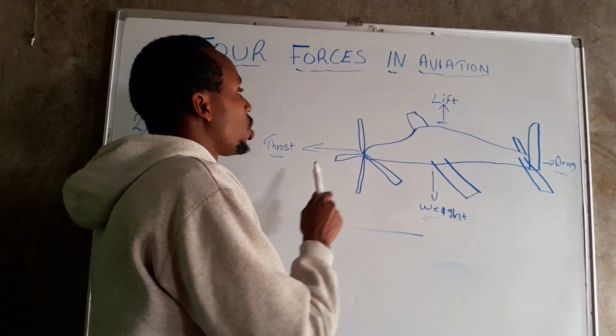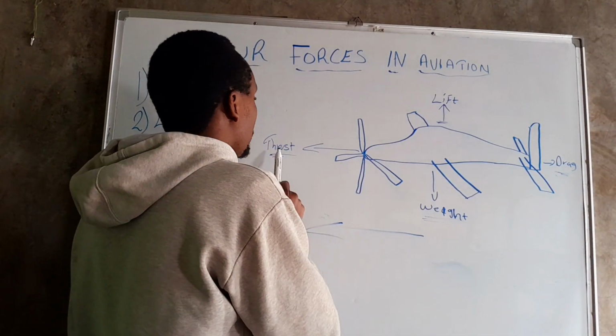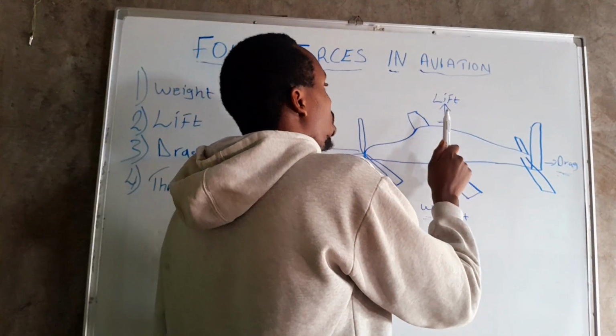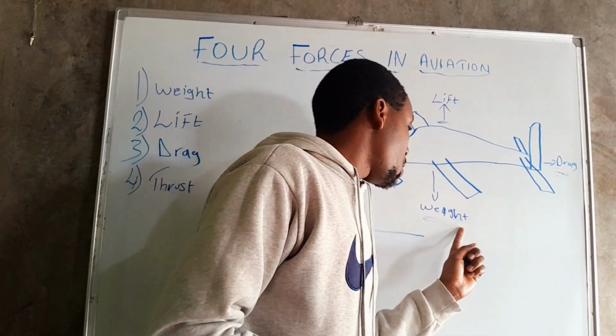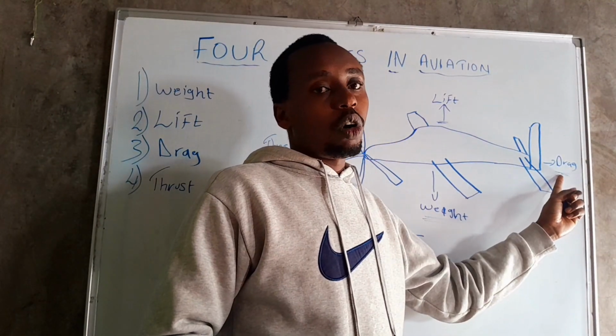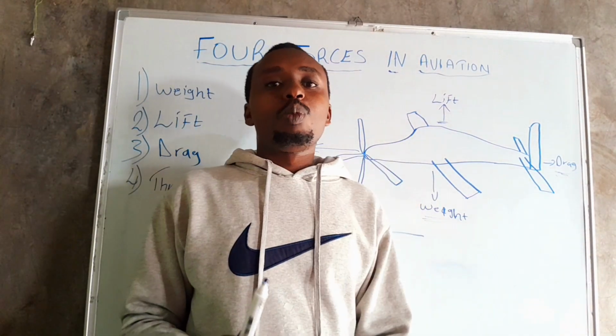At this point, we do not need more thrust. At the time of landing, we do not need more thrust and we do not need more lift, because we are coming to land. We need a bit more of weight. We need also a bit more of drag that will help us to have a proper and a smooth landing.